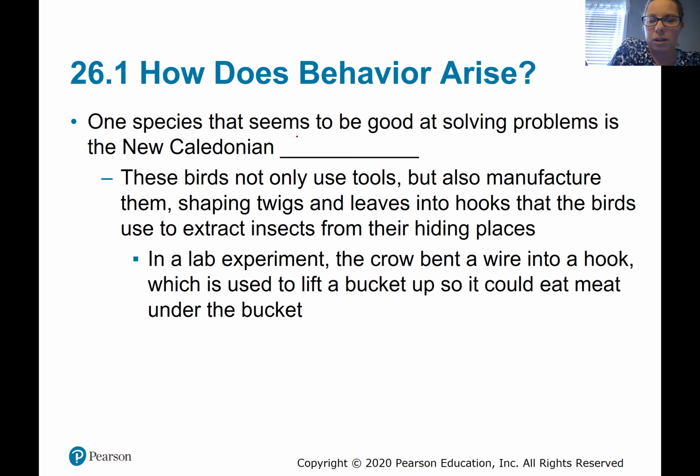But crows, especially the New Caledonian crow, are really good at problem solving. And the book goes through some examples of how the birds not only use tools, but can make tools from things in their environment to get food. There are also examples out there of research, or observations I should say, where crows have been found taking coins and putting them in vending machines to secure a snack. So that's kind of funny. But one of the videos that you're going to watch is called Behavior Basics.